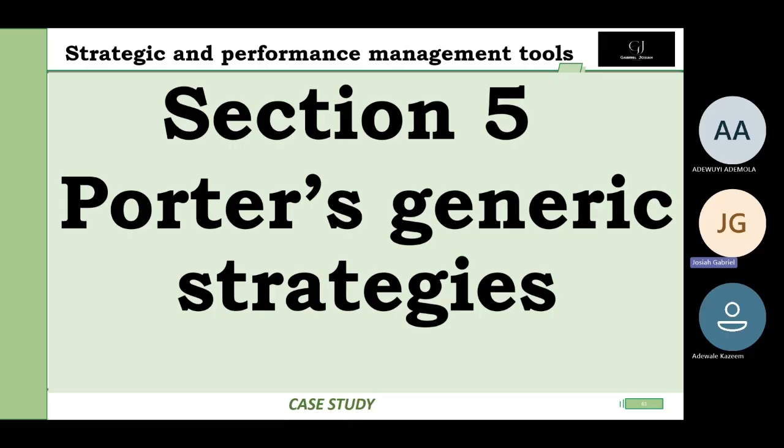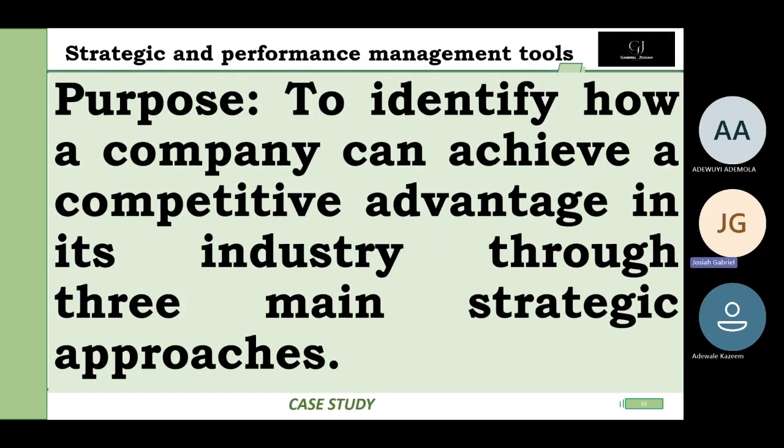All right, so by way of purpose, speaking to the purpose of Porter's generic model or generic strategies. The purpose is to identify how a company can achieve a competitive advantage. Competitive advantage is an internal strength for a company, and Porter's generic strategy could help a company facilitate that. So the purpose is to help a company in an industry where there are a lot of competitors to see through three main strategy approaches by this model to help them gain a competitive advantage, an edge, carve a niche for their business or their product or service.